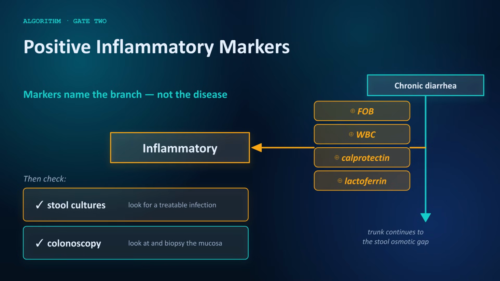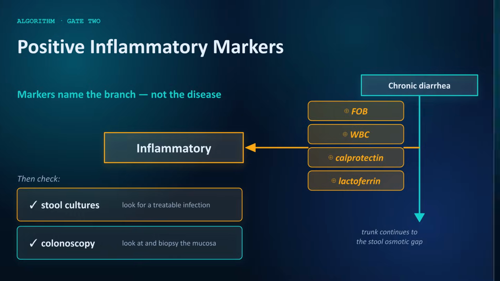She stays on the trunk, which brings us to the osmotic gap. And remember that a positive marker does not name a disease, it only names the branch. You still need cultures and biopsies to say what it is. Here is the formula, and this is the heart of the topic.